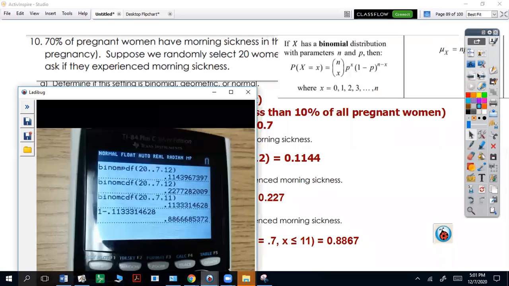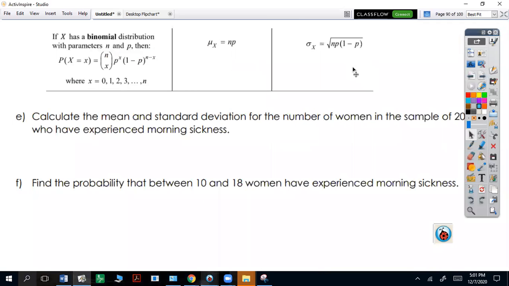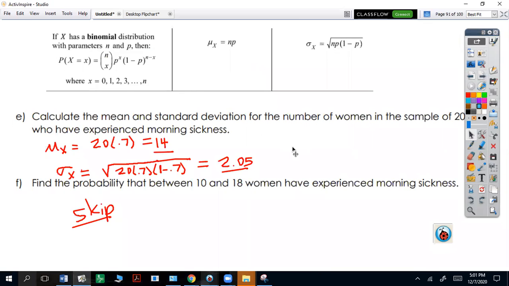All right, next question, talking about mean and standard deviation. We didn't get to that in class, but here are some formulas on your formula sheet. It's pretty straightforward. You just plug them in. The mean of a binomial distribution is the number of trials times the probability of success. Standard deviation is the square root of that same number times the complement.